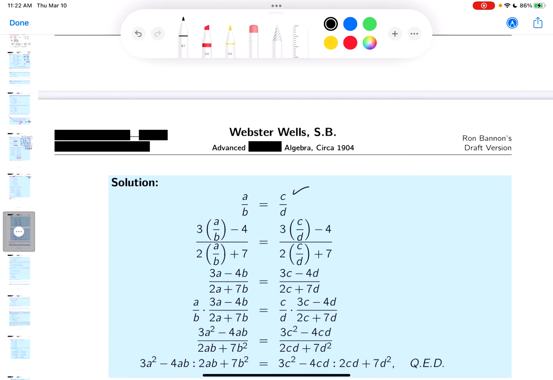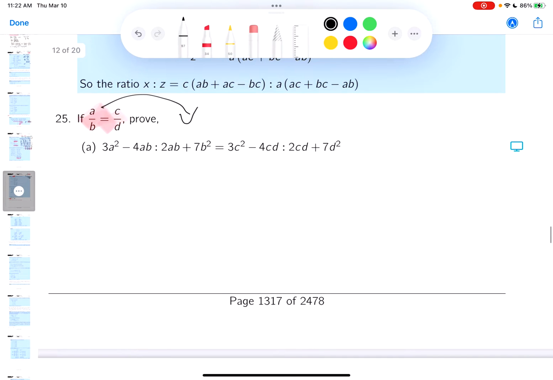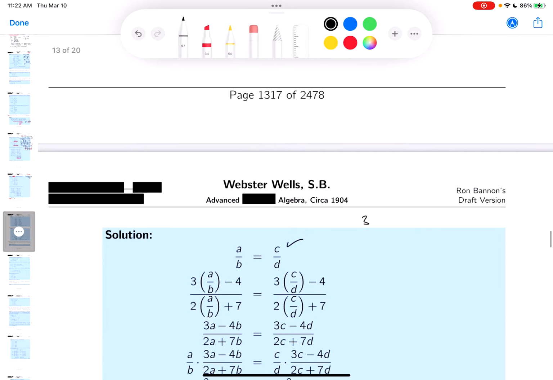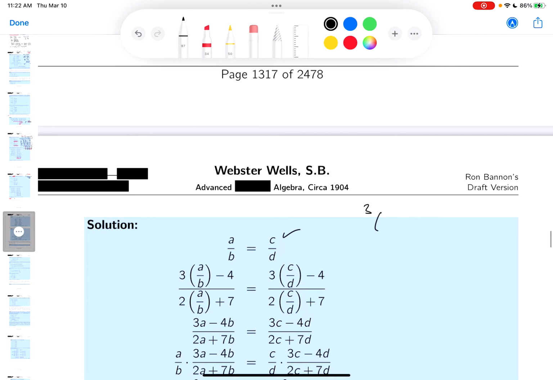The first thing I would do is just write down 3. Someone says, why are you using 3? Because I notice it's in the problem, all right? So I'm going to write that down. So I'm going to say 3a over b would be the same thing as 3 times c over d.